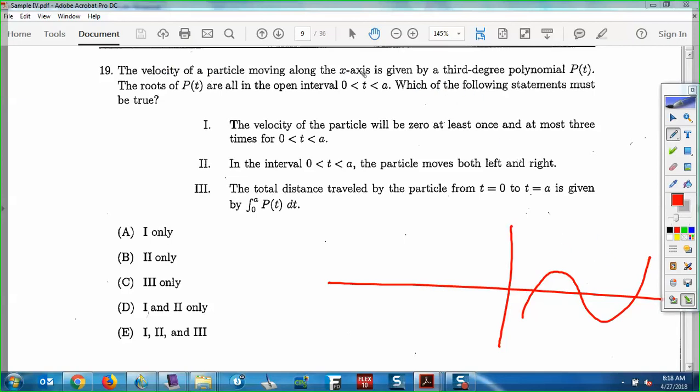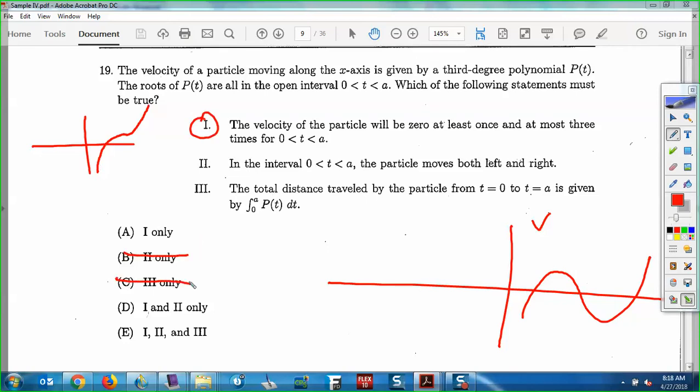No, wait, the velocity is given, yeah, okay, so this is a velocity curve right here. So the velocity and the roots are all from 0 to a, okay? So they're all on the positive side of here. So the velocity will be 0 at least once, yes, because a cubic could just kind of do that, right? But it's got to cross at least once. And it could be at most 3, okay? So I would say that is true, okay?